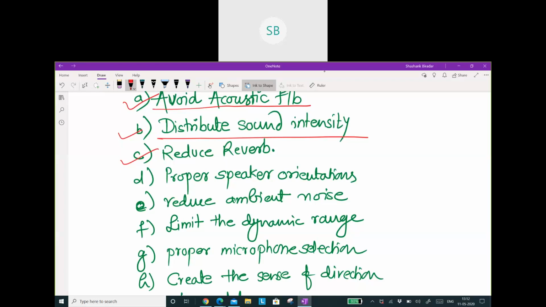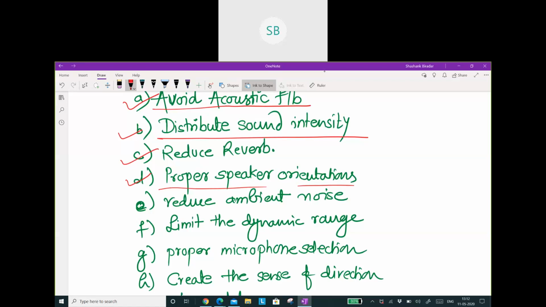Okay. Then the fourth important parameter is proper speaker orientations. For ensuring the best possible use of available power, the loudspeaker should be properly oriented, because if the speakers are mounted at a certain height and you have not set the direction of the speaker properly, then the listeners may not be able to perceive the sound clearly.